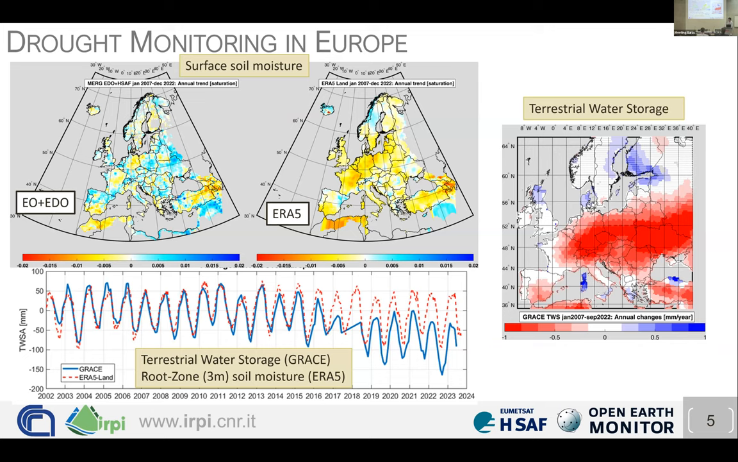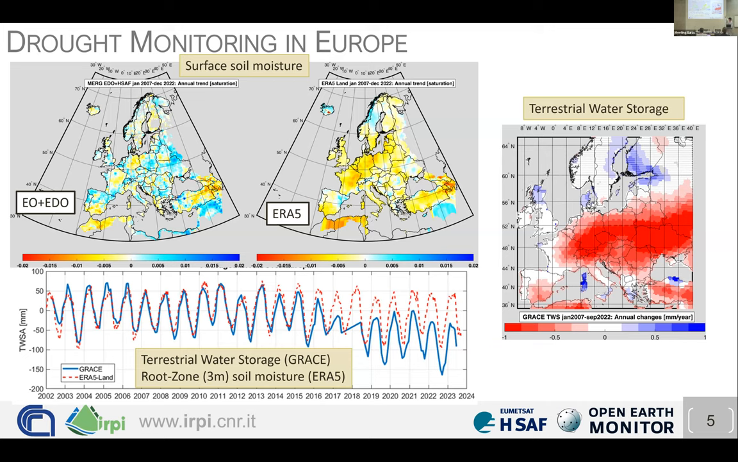In the top left, you can see a trend map of soil moisture. On the left, modeling integrated with satellites. And then here we have ERA5. You can see that the maps do not have the same color. Sometimes it's a wetting trend, and the other one is a drying trend.